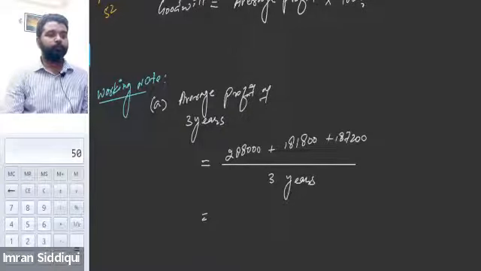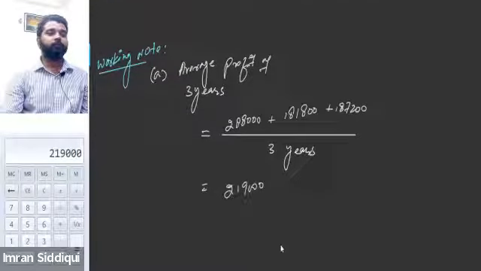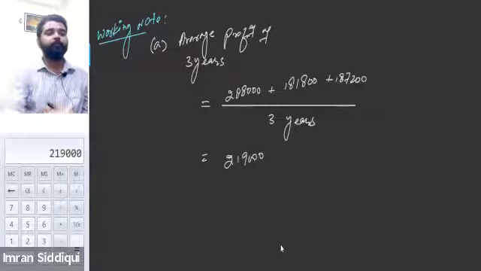So let me show you the average profit. 288,000 plus 181,800 plus 187,200 divided by 3, you will get 2,19,000. This is the average profit of the 3 years. Okay, I hope this is clear to all of you.